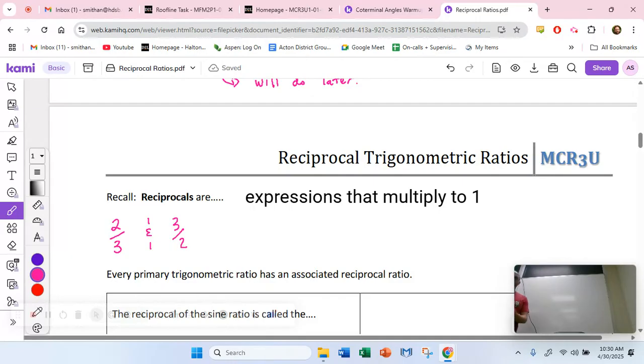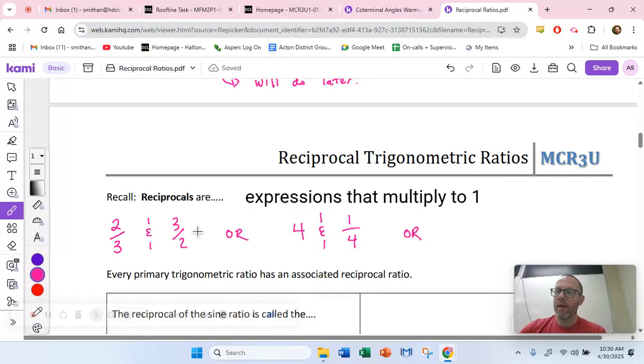So other examples, we can maybe do a couple more. You can take the reciprocal of an integer. So the reciprocal of 4, let's say. Well, 4 is like 4 over 1. We don't usually write 4 as 4 over 1, but if you were to flip it, you get 1 over 4, and they multiply to 1.